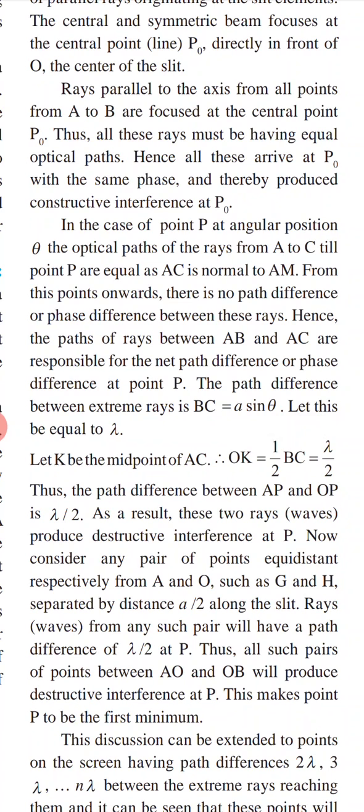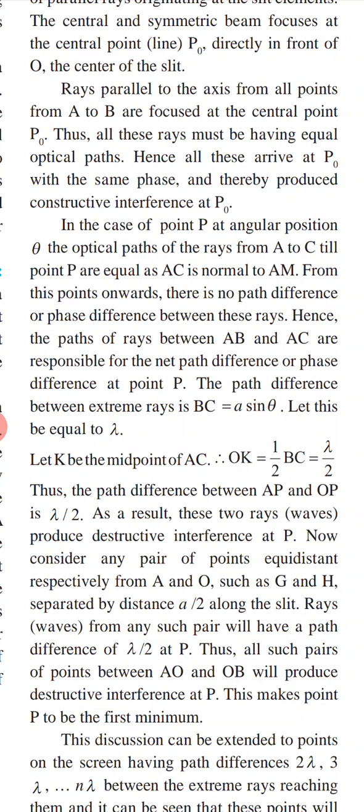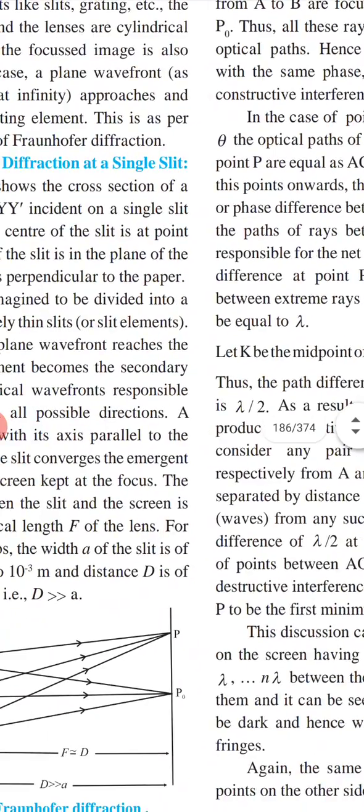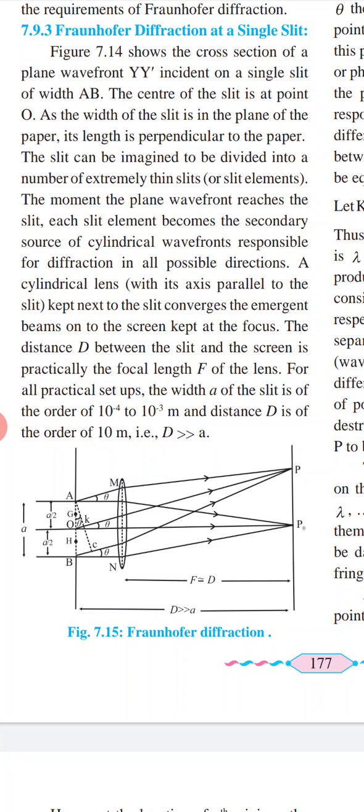So, in case of point P at angular position theta, the optical path lengths of rays from A to C till point P are equal as AC is normal to the rays. So that we will see in the diagram also. I will show you that diagram so that you will realize how it works. So from this point onward, there is no path difference or phase difference between these rays.